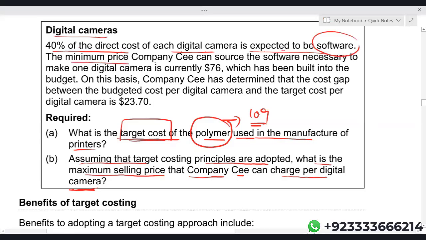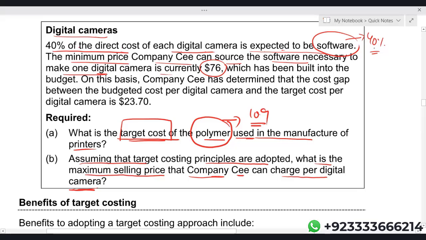The minimum price company C can source the software necessary to make one digital camera is currently $76. So they have given us the price of software. And we know that software is 40% of the direct cost. And the amount of that 40% is 76.